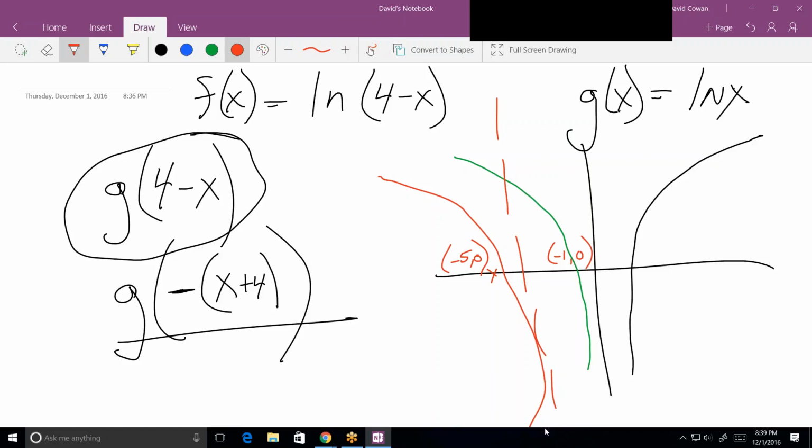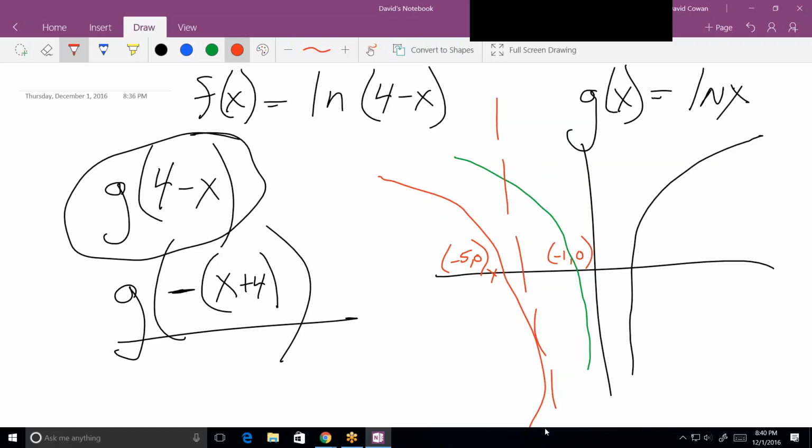Let's see. I reflected it horizontally to the green. And then I shifted that 4 to the left, which would correspond to the plus 4. But that should mean that when I make x equal to minus 4, I'm taking the log of 0, and I don't get that. I'm taking the log of 8. So I did something wrong. It makes me think that I'm wrong in my logic here.